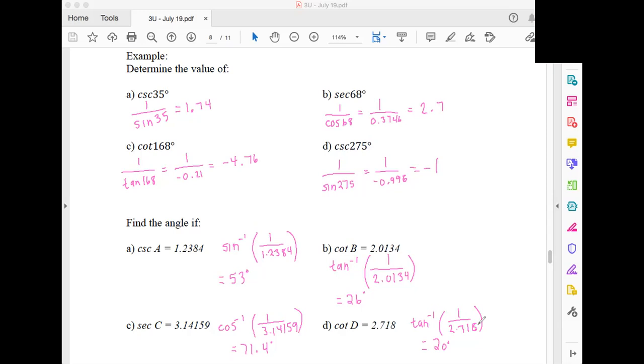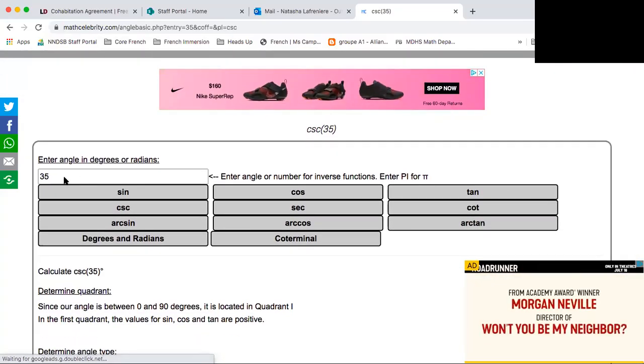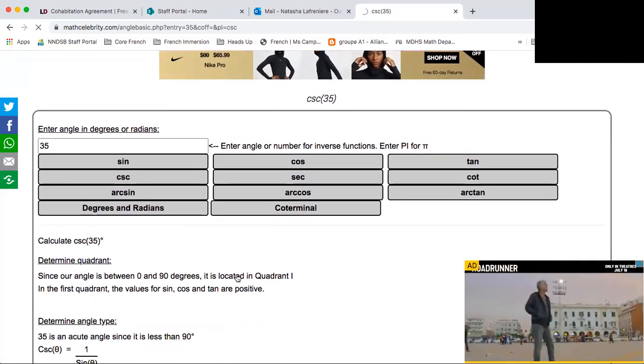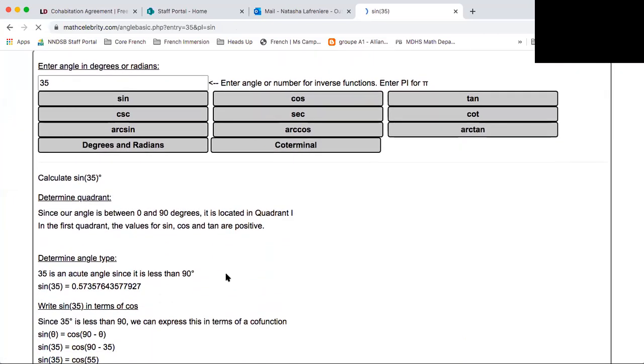So an important note: I'm going to stop sharing this and I'm going to show you a nice website. I will give you guys the link for it. It's quite helpful when it comes to this stuff. Share screen, okay. So here you have the website. You would put the angle here and you would hit what you're looking for. So sine of 35, and it'll give you the number.